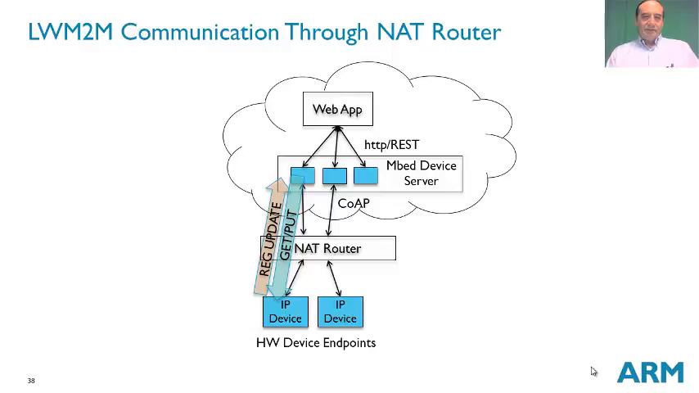And Lightweight M2M also allows communication through NAT routers because the registration with the core resource directory needs to be updated regularly. That provides a way for a NAT, network address translation, tunnel to be kept open on a router between the device and the server, and provides a way for the server to connect to the device back through the router.